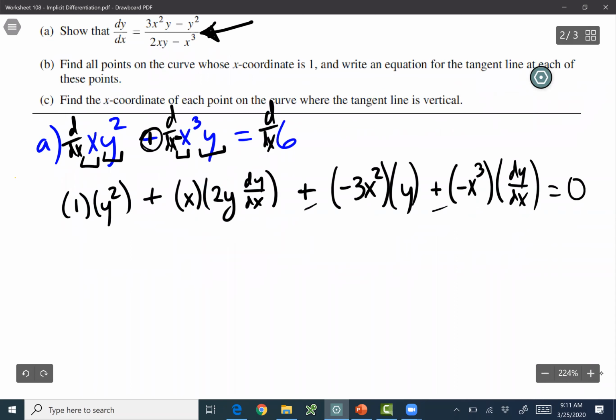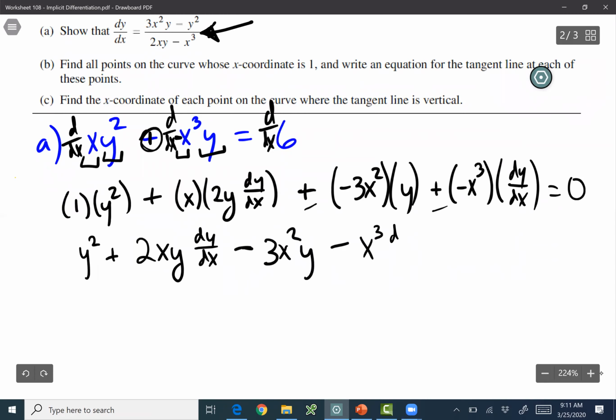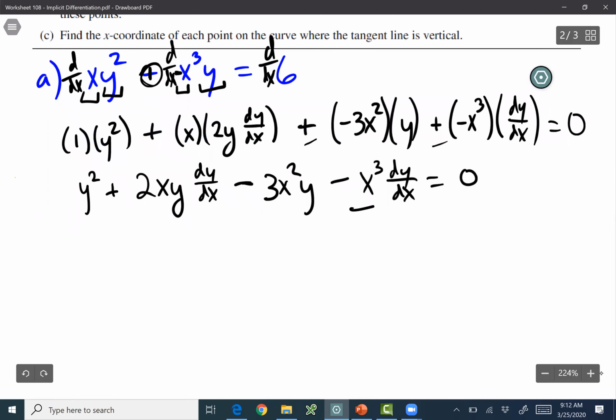So this is now, as we simplify, y squared plus, I'm going to bring the 2 to the front, 2xy dy dx minus 3x squared y minus x cubed dy dx. And on this one, I'm just going to do the shortcut. I'm not going to show the long way. So I like to underline the dy dx terms. The other terms will flip.